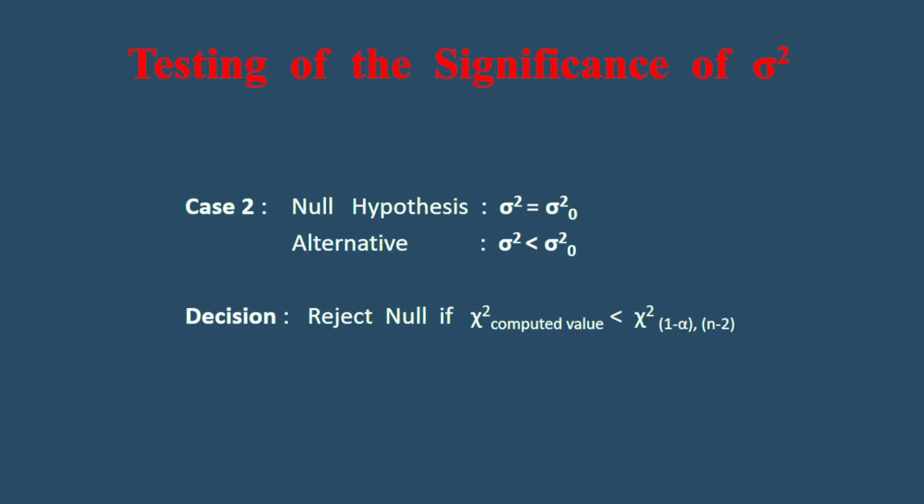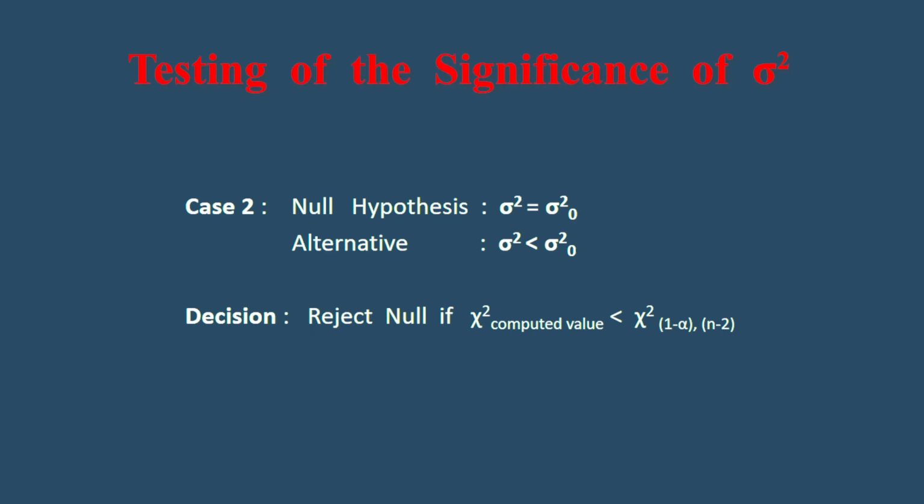Then we go for case 2. In case 2, we go for the other alternative where the null hypothesis is the same, where the population variance is equal to a specified value sigma square 0. But the alternative hypothesis says sigma square is less than sigma square 0, which means we want to operate on the left-hand side of the distribution. Here also we reject the null if the computed value of the chi-square is less than chi-square 1 minus alpha.